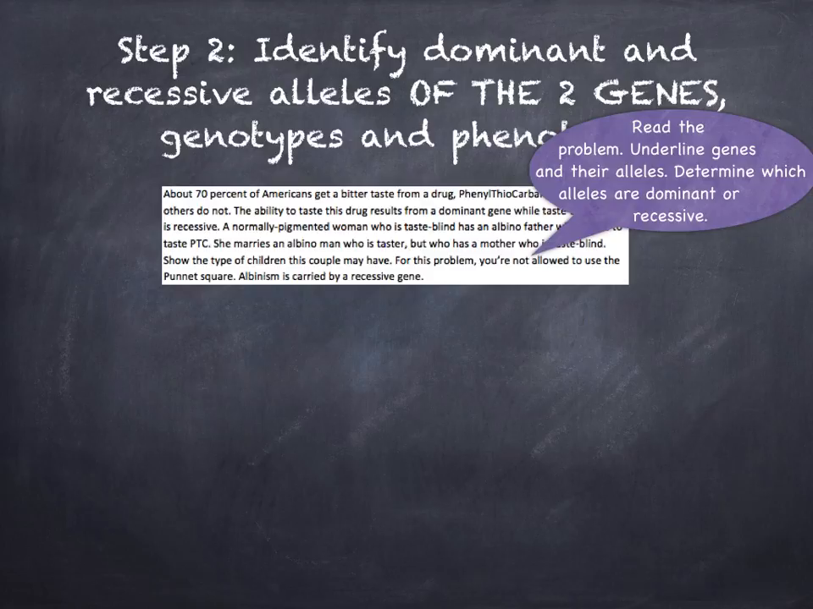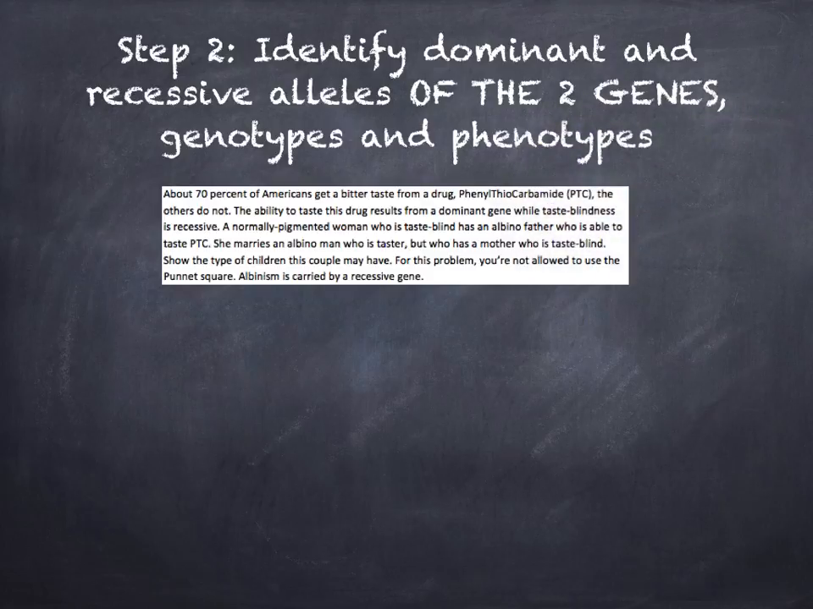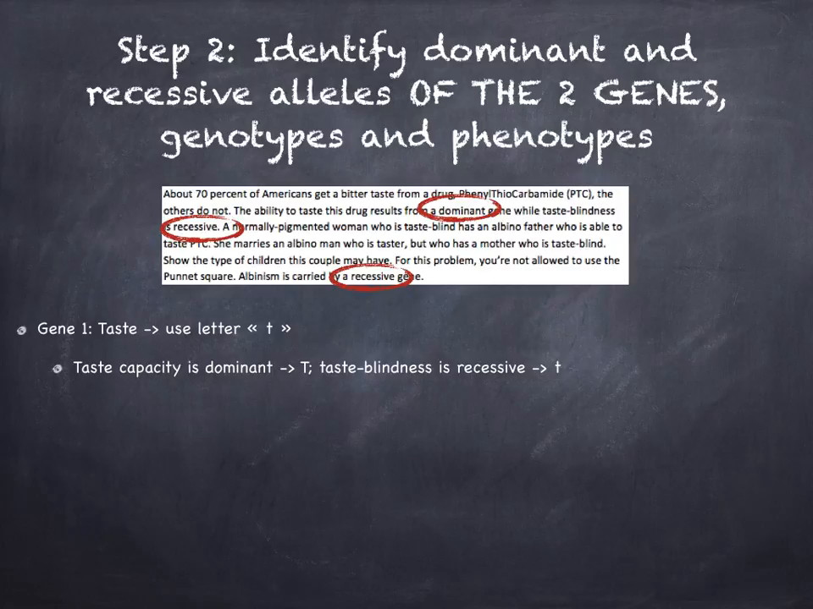So if you read the problem here, we're talking about two different genes. The first one is the ability to taste a drug, and this is carried by a dominant gene. And the non-capacity to taste it is recessive. While you are looking at this particular trait, so the capacity to taste the drug, you are also looking at the pigmentation of the skin, and you learn here that albinism, which is an absence of pigmentation, is carried by a recessive gene.